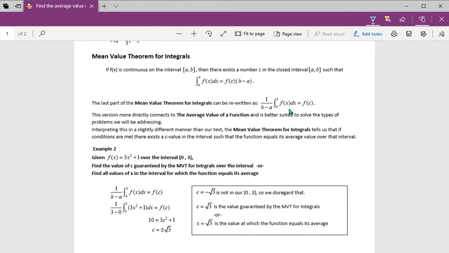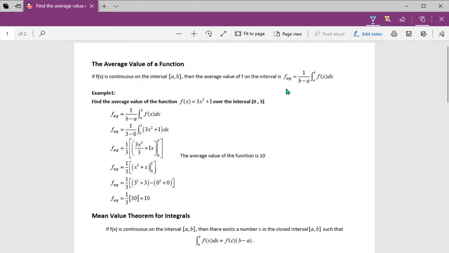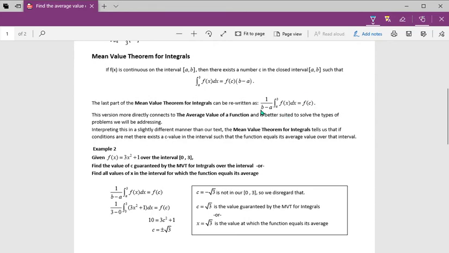The reason why we're doing that is that allows us to use the first thing that we learned. The left side of the equals is just the average value of the function. The right side is f of c. This version more directly connects to the average value of the function and is better suited to solve the types of problems we will be addressing. Interpreting this in a slightly different manner than our text, the mean value theorem for integrals tells us that if conditions are met, there exists a c value in the interval such that the function equals its average value over that interval. Our second example, same function, same interval.